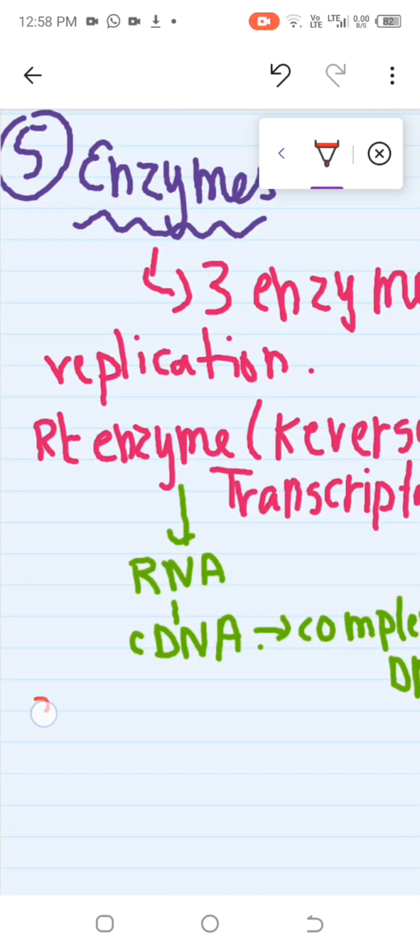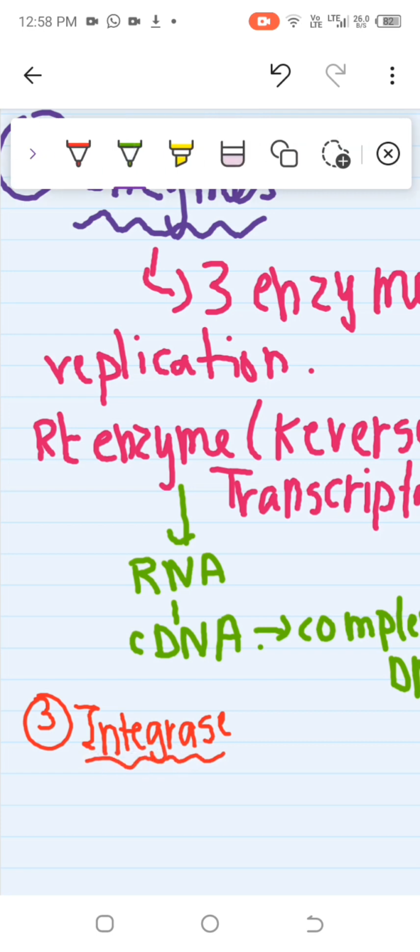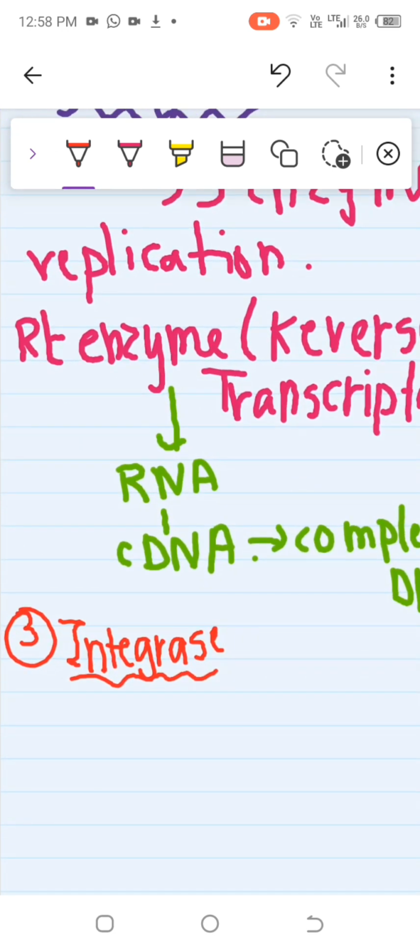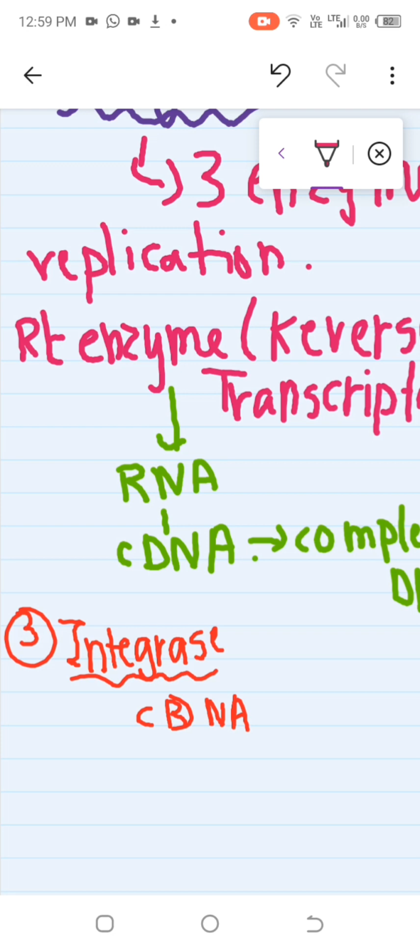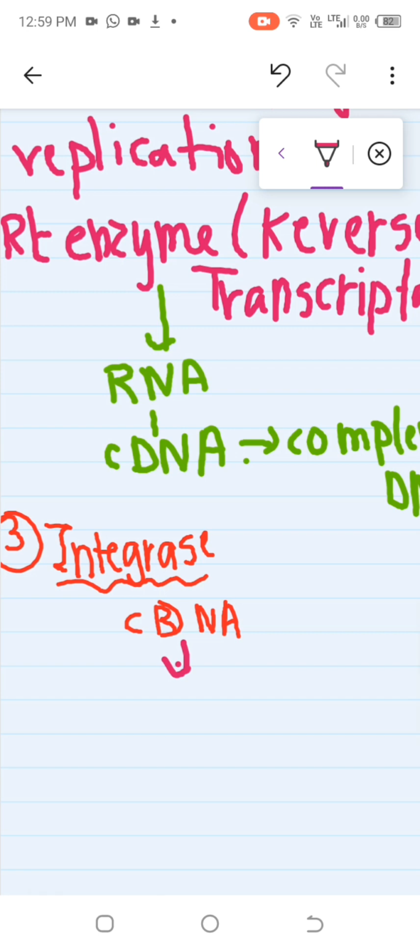The second enzyme we have is integrase. This enzyme helps after the cDNA is formed from RNA. It converts the cDNA into double-stranded DNA. cDNA is complementary DNA, which is only one strand formed from RNA. DNA works as two strands, double strand, so integrase helps to convert cDNA into double-strand DNA.